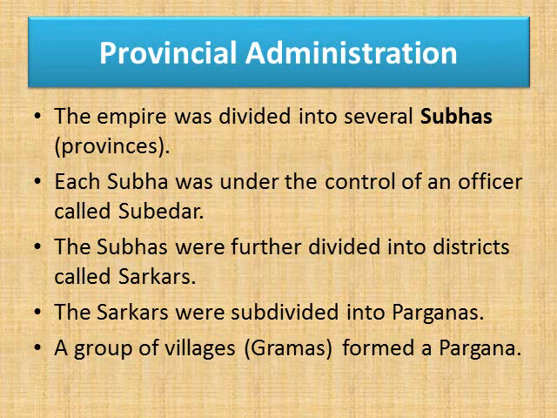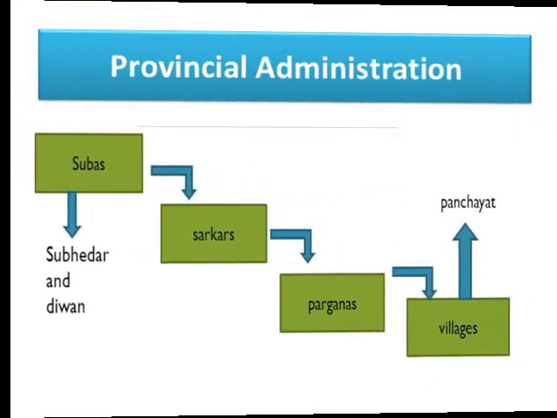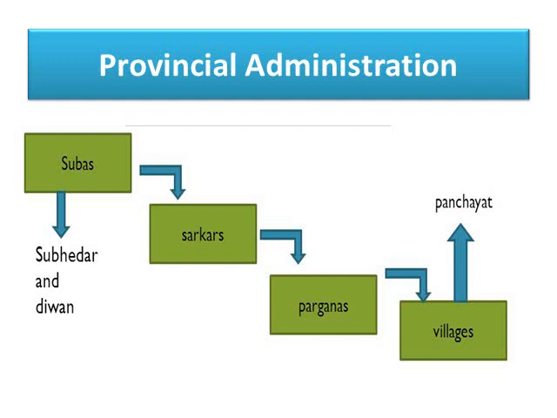So you have the provincial administration with the subhas or provinces at the top, followed by districts called sarkars. Sarkars were divided into parganas. Parganas were a group of villages or gramas. Children, so you can see the provincial administration: the subhas under the control of subedars and diwan, divided into sarkars, and sarkars divided into parganas, and parganas were a collection of villages.